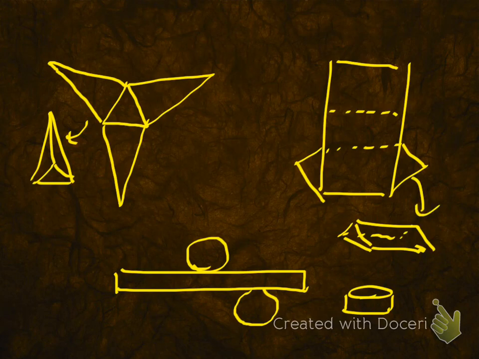So the first one gave us a triangular pyramid. The second one gives us a triangular prism, and the third one gives us a cylinder. And for the ones with circles, since cylinders and cones always start from circles, we don't have to say two names like we have to do with the prisms and the pyramids.